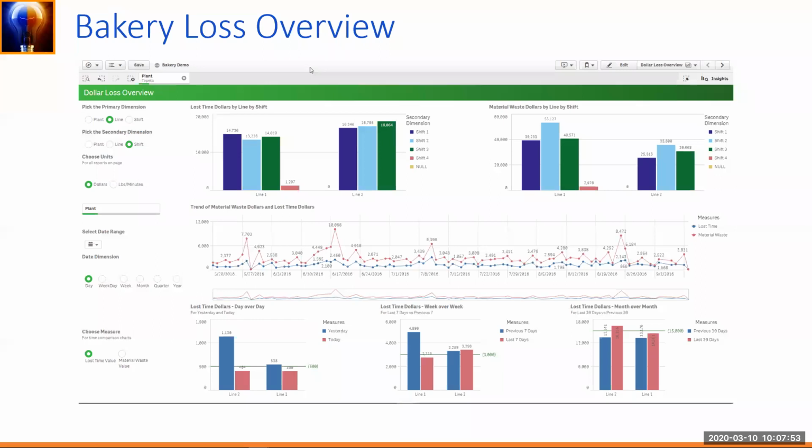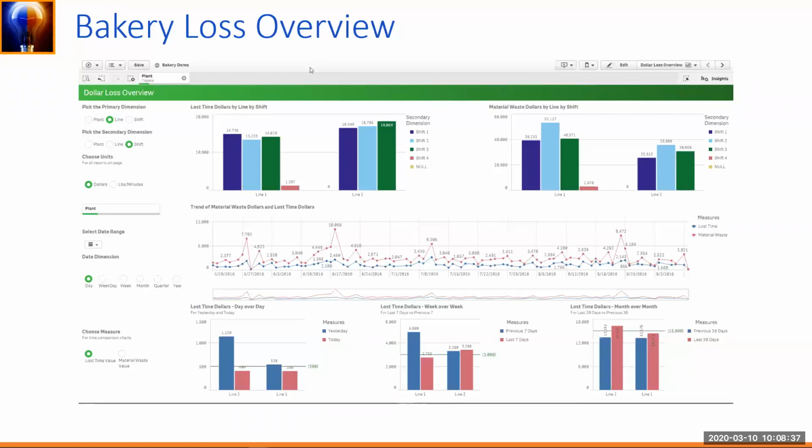As an example of this, we implemented at a multinational bakery company. The first step was to create that performance overview. So we created a dashboard that at a high level showed the lost time, due to downtime and things like that. And then we also showed material waste for overages and scrap and so forth. And we can then trend that out. We can see that by line, by shift, different ways of doing that. We can dollarize it or show it in pounds or minutes. We can see day over day performance, week over week, month over month. We can tell whether we're getting better or worse. We can tell if we're winning or losing.